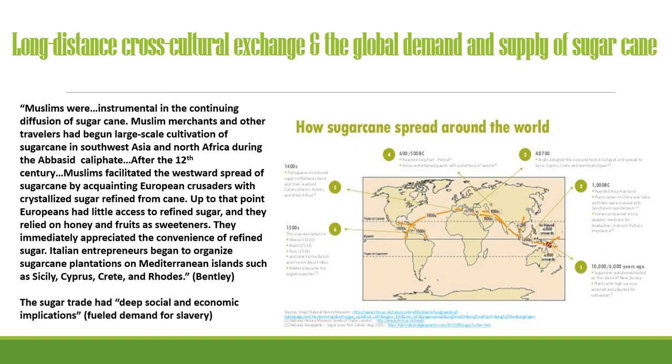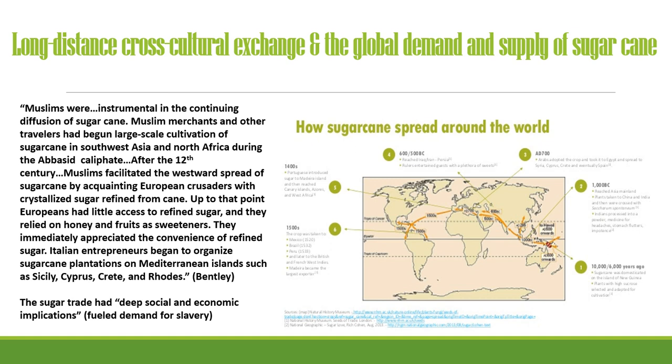Muslim merchants and other travelers had begun large-scale cultivation of sugarcane in Southwest Asia and North Africa during the Abbasid Caliphate, just going back. After the 12th century, Muslims facilitated the westward spread of sugarcane by acquainting European crusaders with crystallized sugar refined from cane. Up to that point, Europeans had little access to refined sugar, and they relied on honey and fruits as sweeteners. They immediately, I think the reason is obvious, appreciated the convenience of refined sugar.